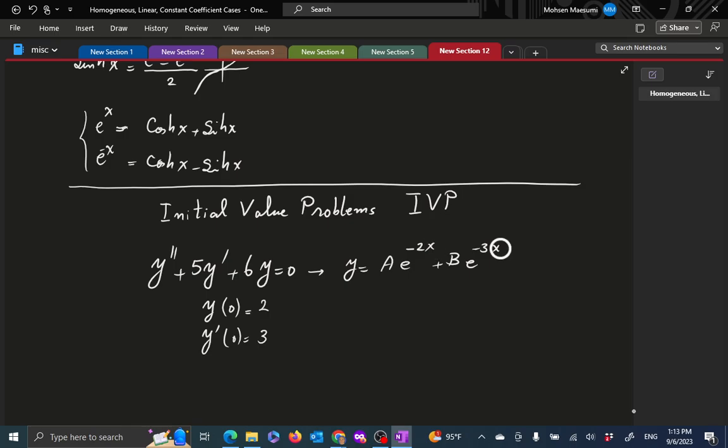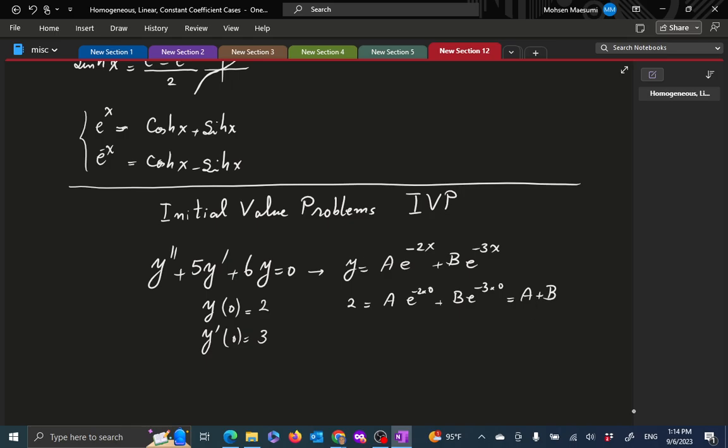If instead of x, I put 0, it has to add up to 2. So 2 has to be a times exponential of minus 2 times 0 plus b exponential of minus 3 times 0. So that's simply just a plus b. So designating y of 0 is the same as designating a plus b.